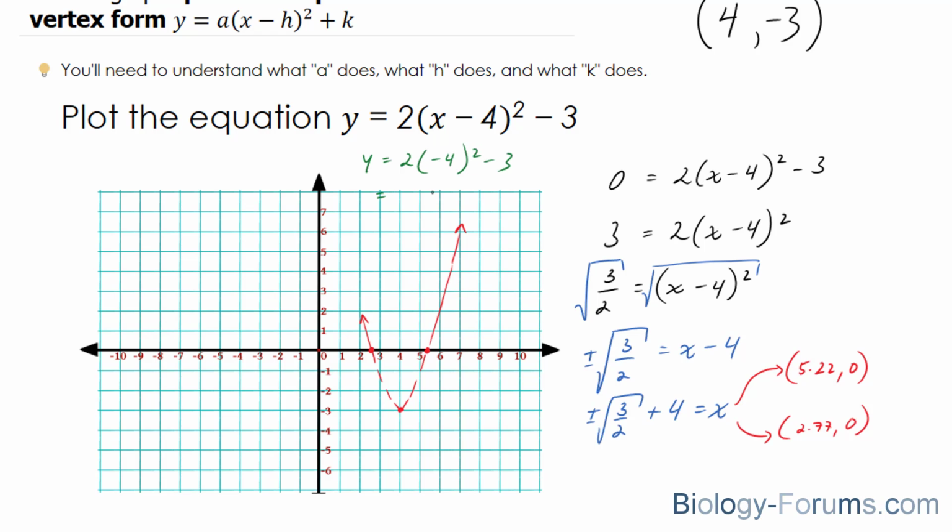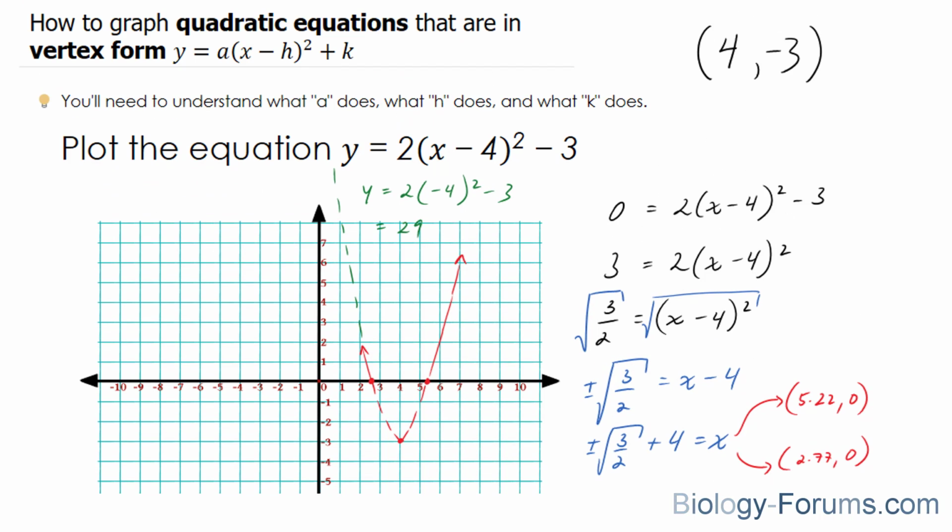Negative 4 to the power of 2 is 16, times 2 is 32. Minus 3 is 29. So, of course, you would need a much larger graph because this would keep going until it finally reached 29. So there you have it. That is how to graph a quadratic equation that is in vertex form.